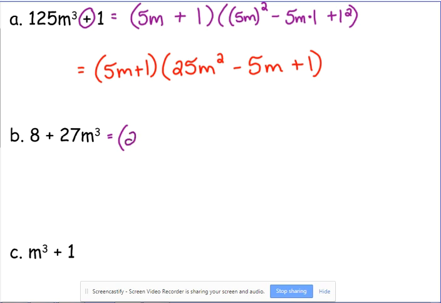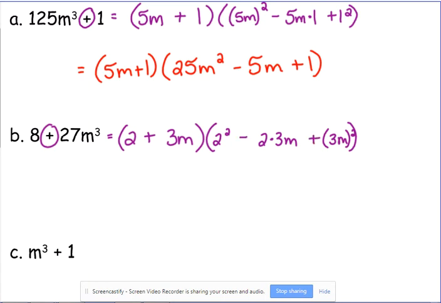So the cube root of 8 is 2. The cube root of 27 is 3. And the cube root of m is m. So it's 2 and 3m in our first set of parentheses. Okay, again, I'm going to show you how I build it. So 2 squared, 2 times 3m, and 3m squared. SOAP, same sign. We had a plus between those 2 terms, so it's a plus. Opposite is a minus, and the last term is always positive.